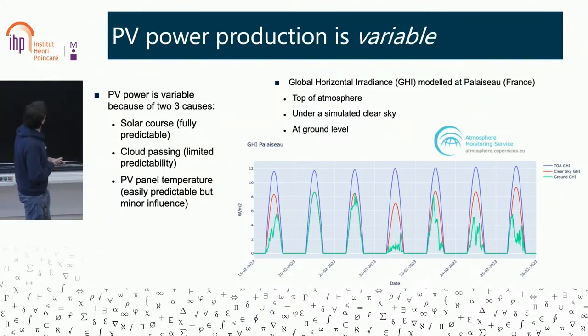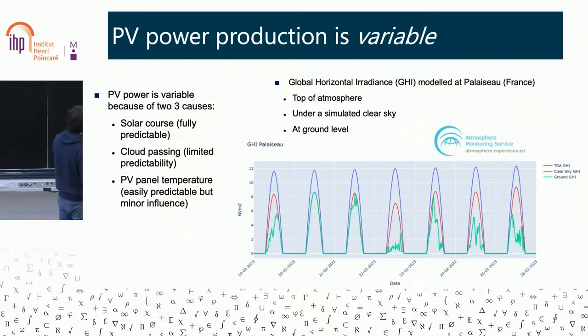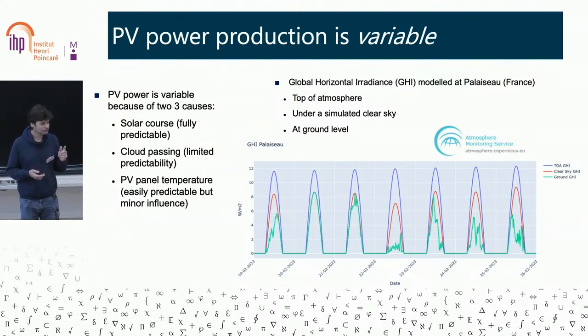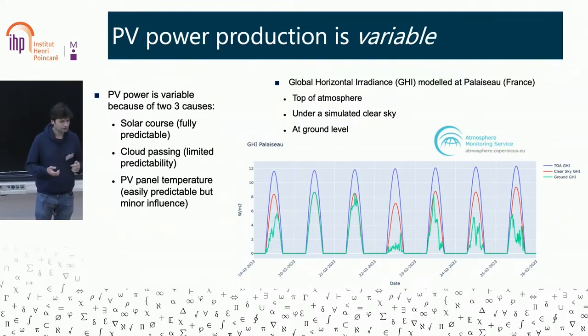But if you see the green curve, there is less irradiance because this is the real measured irradiance in Palaiseau when there are clouds. So when there are clouds, the shape is not smooth at all. And this day, for example, the irradiance is very much smaller compared to the other day. So three causes: solar cycle, cloud passing, and PV panel temperature, which is easily predictable, and it has a minor influence.